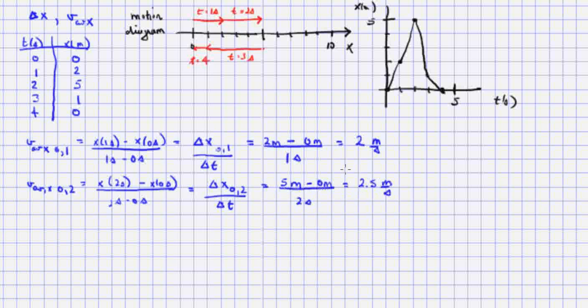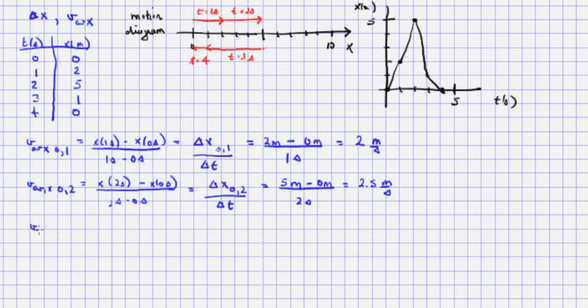second. And so looking at the data here, over the time interval from 0 to 1, we have a 2 meter per second average velocity, and over the time interval from 0 to 2, we have an average velocity of 2.5 meters per second, slightly greater. Okay, so let's do another one.